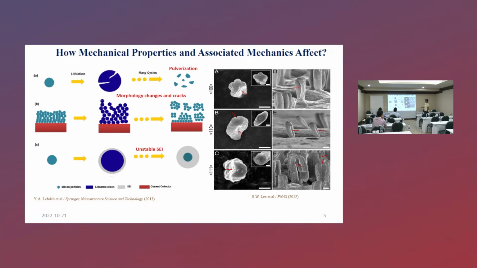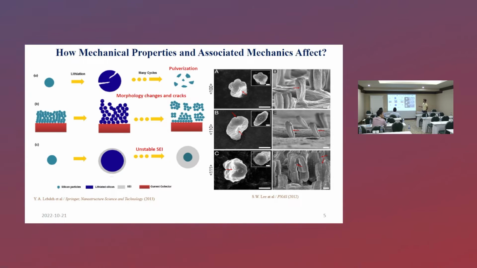So these are the main mechanisms that fail this battery system. For example, if this is our original particle of anode material, during lithiation the lithium ions go into the interstitial sites and it will expand. After this expansion, it will crack. After many cycles, you will lose the contact with the current collector, so your battery will fail.